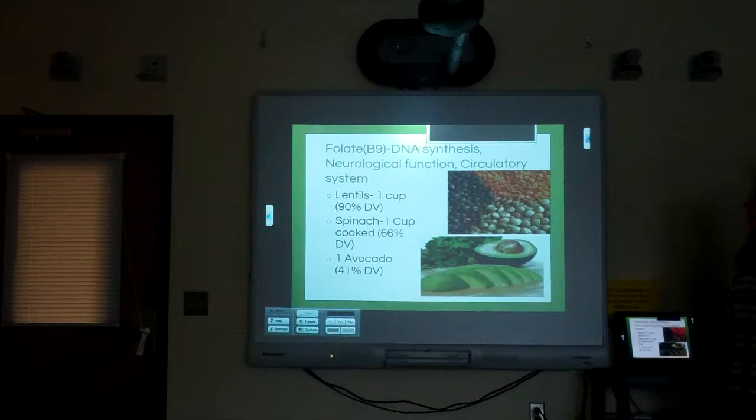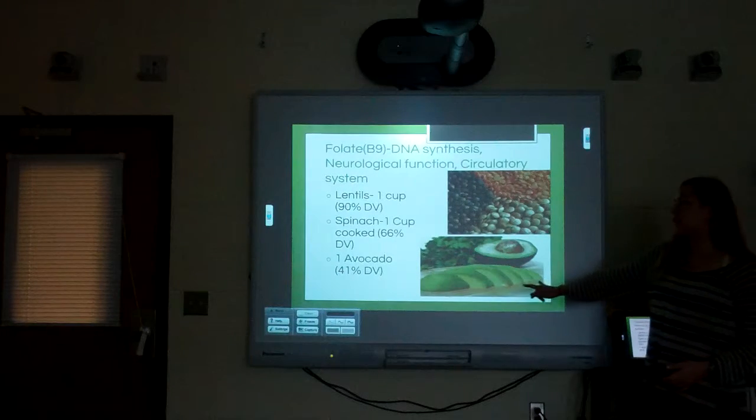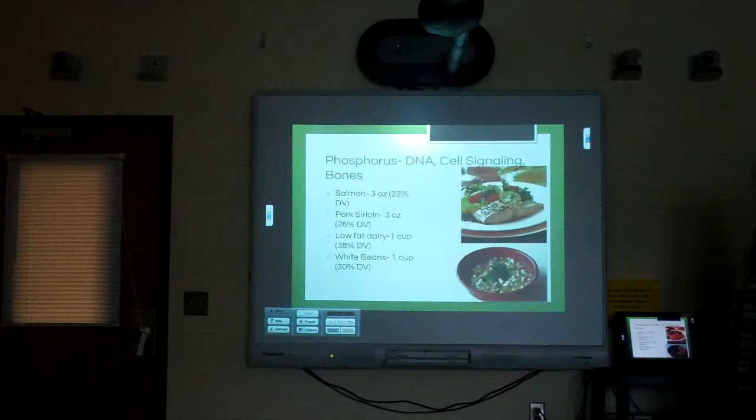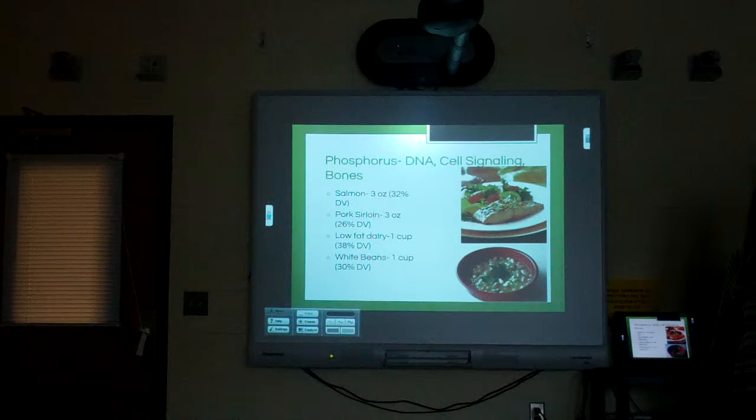Folate, which is for DNA synthesis, neurological function, circulatory system. You can easily get, like I said, spinach across the board is usually really great. Lentils and avocado. And these are all kind of things that are associated with a healthy diet. But an easier way to think about it is just adding color to your intake. So getting the green avocado, the green spinach, the red pepper.